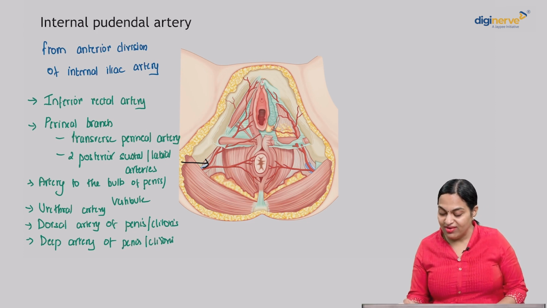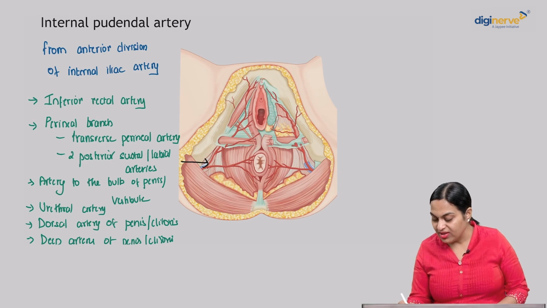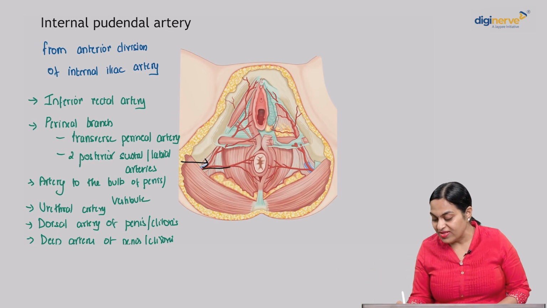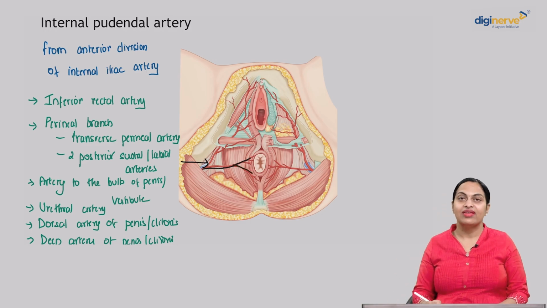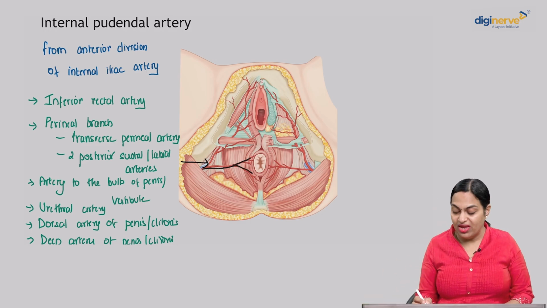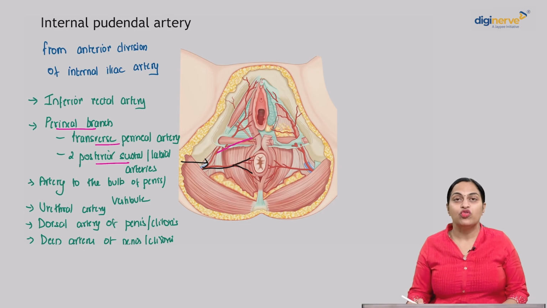The inferior rectal artery. So this artery that you see here, traversing the ischioanal fossa, this is the inferior rectal artery. And then the perineal branch coming from the internal pudendal artery will further divide into the transverse perineal artery and the posterior scrotal or labial arteries.